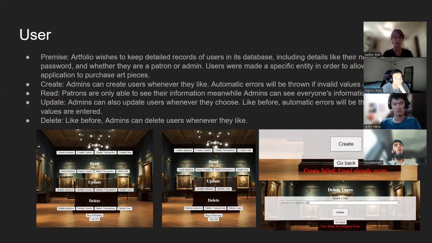For reading users, an admin can read all of the information about all of the users in the database. Patrons can only view their own information. You would not want them seeing everybody else's passwords. Updating users, similarly, users can only update themselves. Admins can update any user within the database. And the same checks are in place to make sure that you cannot update a user by changing their email to an email that already exists within the database.